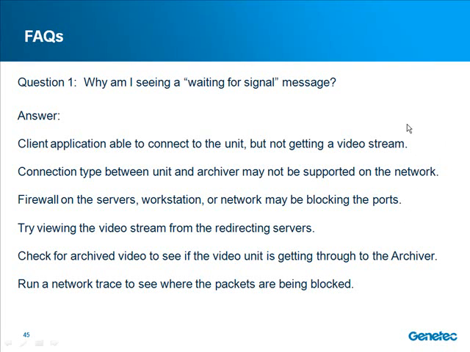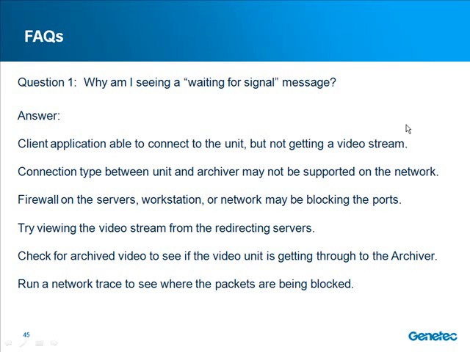The waiting for signal message comes up when the client application is able to connect to the video unit and knows it's online, but it cannot receive a video signal from it. One of the typical causes of this is the connection type between the video unit and the archiver is set to a type that is not supported by the network. You can try a different connection type to see if this is the case.